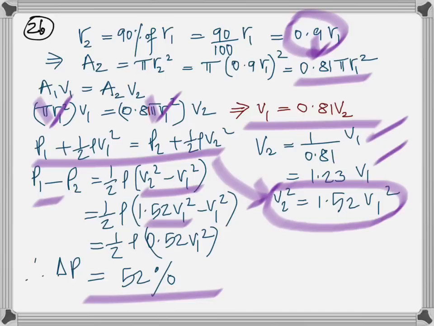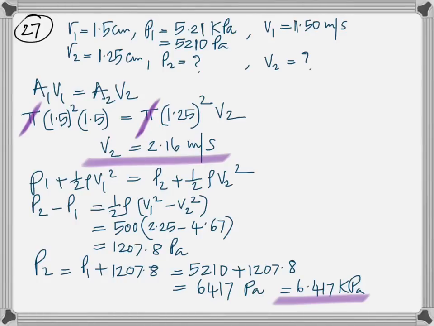Plug it in place of V2 squared there, and you would get that the change in pressure is proportional to 0.52 V1 squared, which is 52% of the original. So that's the answer.